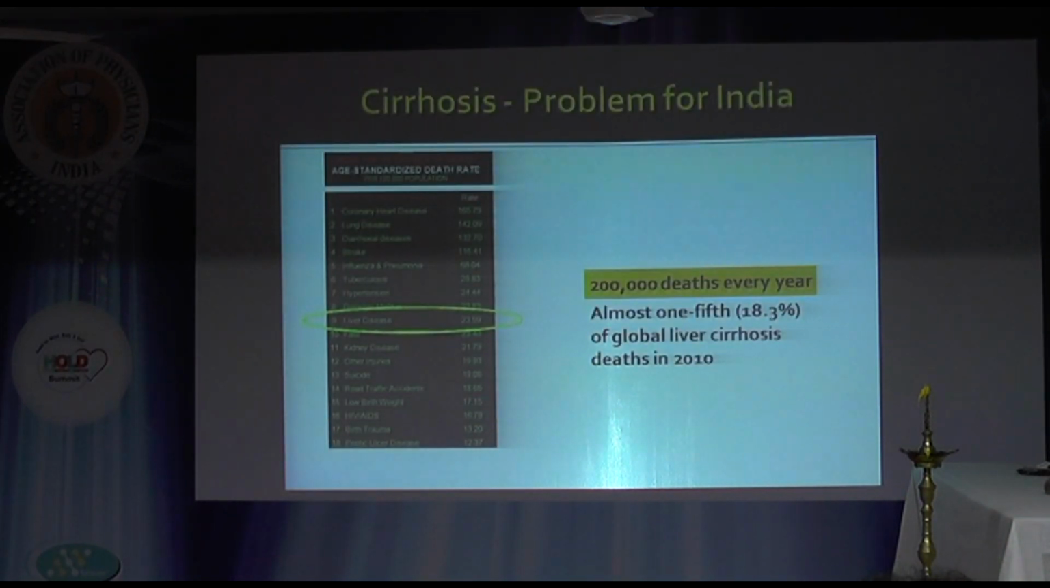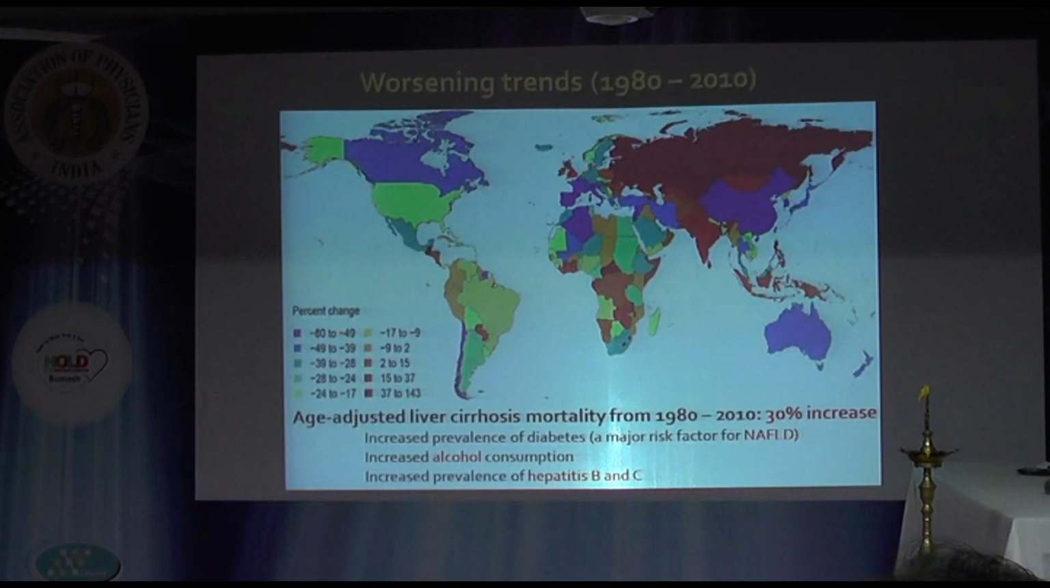Now what about diabetes and cirrhosis? Well, cirrhosis is a major problem which we have to deal with. And it is one of the top 10 causes of death. And look at the figure there, almost 1/5 of the global liver cirrhosis deaths are occurring here in India. And therefore, it is a major problem. And the worst thing is that there is a 30% increase in mortality due to cirrhosis between 1980 and 2010.